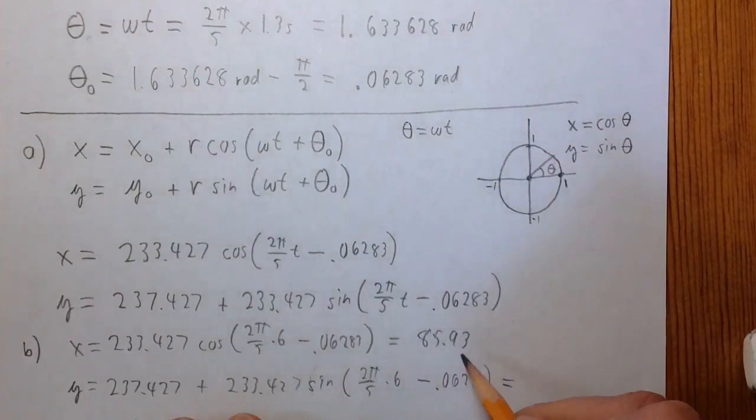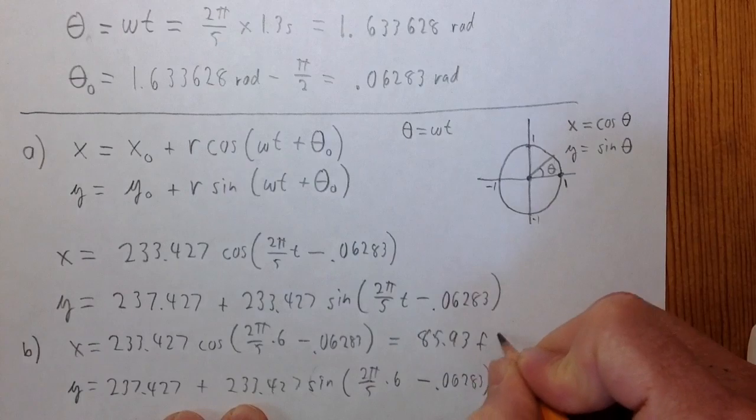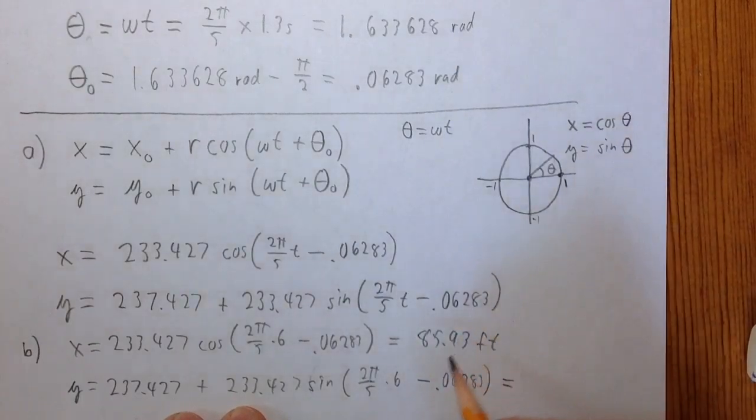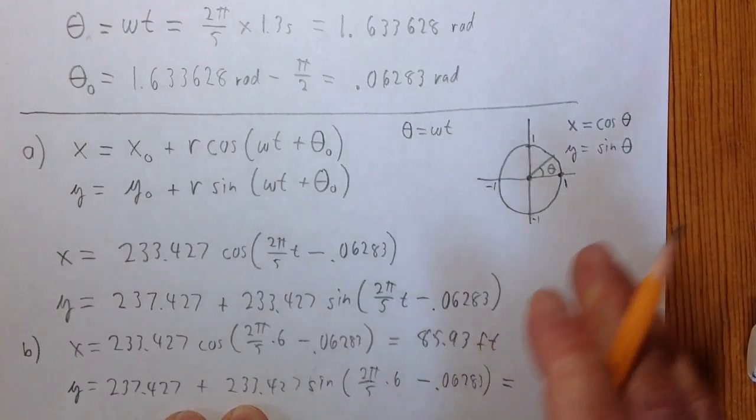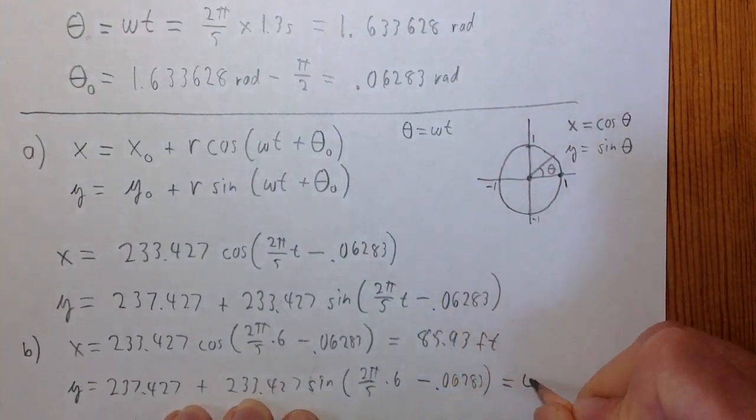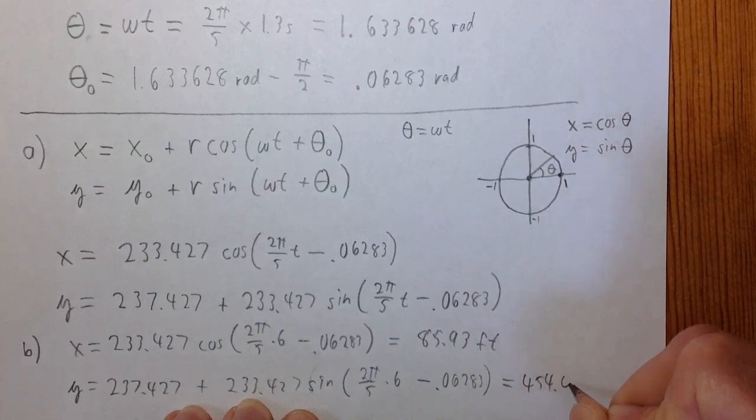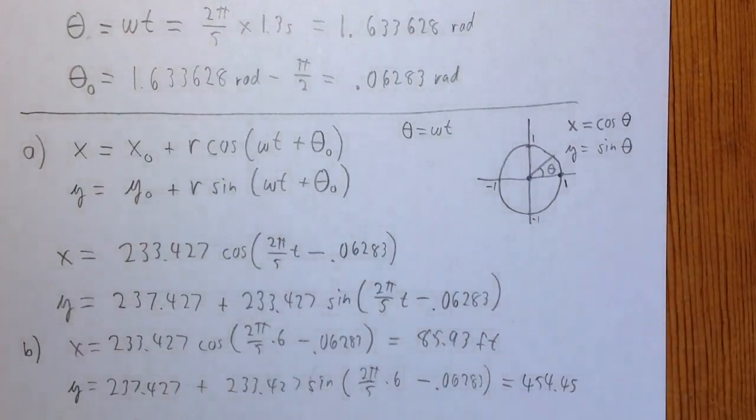So her x coordinate is 85.93 feet, and that's how far she is to the right of where she started. And then how high she is off the ground would be the y coordinate, which is 454.45. Okay, so that is her x and y coordinates. You just have to plug those things in, being really careful with radian mode.